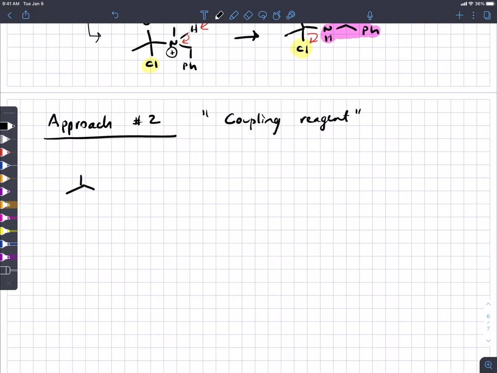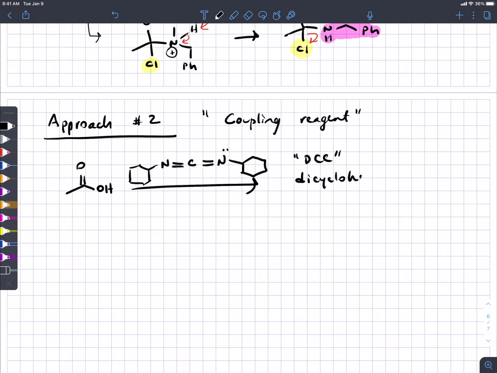The reagent is something that you're probably going to hate. It's the following: a carbon doubly bonded to 2 nitrogens. This is like a carbon that's involved in 2 imines. And then each of those nitrogens is bonded to a cyclohexane group. This reagent is called DCC, which stands for dicyclohexyl carbodiimide, with 2 I's adjacent to each other. It's really kind of terrible, and I'm not going to care that you know that name.